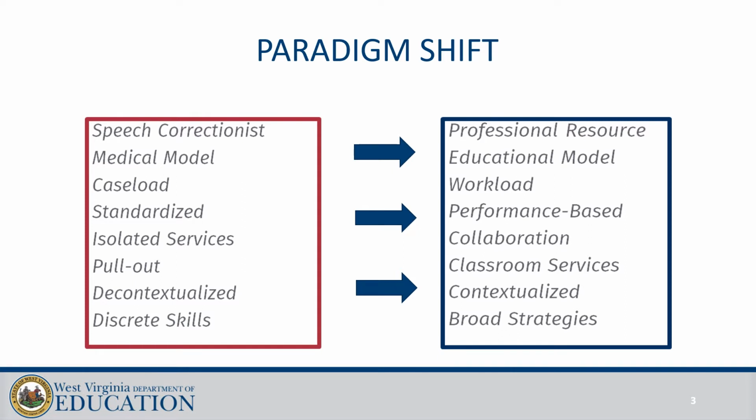To know how the students are doing educationally, we will need to be aware of what's going on in the classroom. Ideally, we need to spend part of our time in the classroom. We won't be focusing on specific skills which do not apply to what the student is working on in the classroom, but will look at goals through the context of the classroom. We won't just be working on discrete skills identified on a standardized test, but broad strategies that lead to academic success.